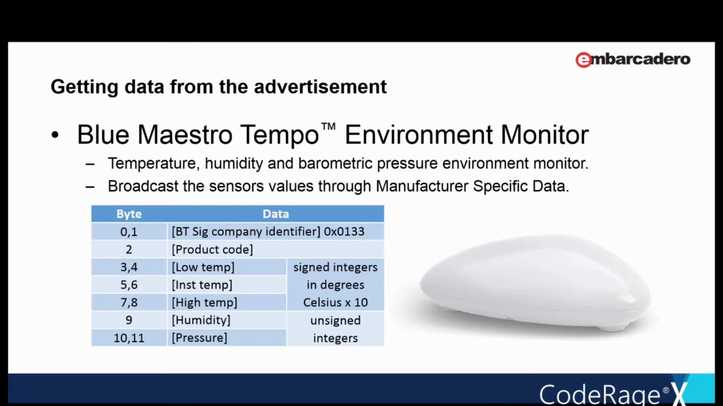To illustrate how Advertised Data is managed with our framework, I have prepared a demo that interacts with two actual devices that share information through the Advertised Data. One device is the Blue Maestro Tempo sensor. This device broadcasts the environment temperature, humidity and pressure over the advertised data through the manufacturer-specific data field. In this table, we can see how we have to parse the manufacturer-specific data to get these values.